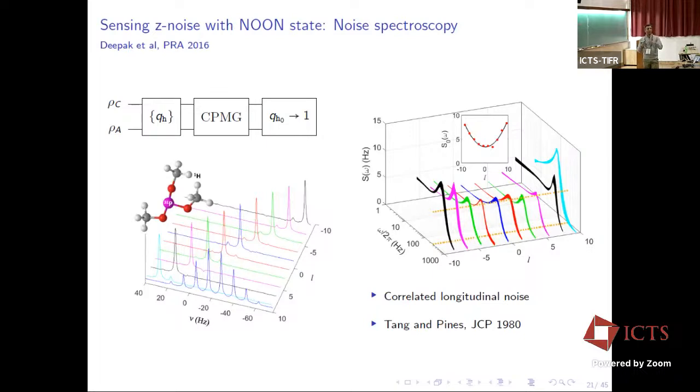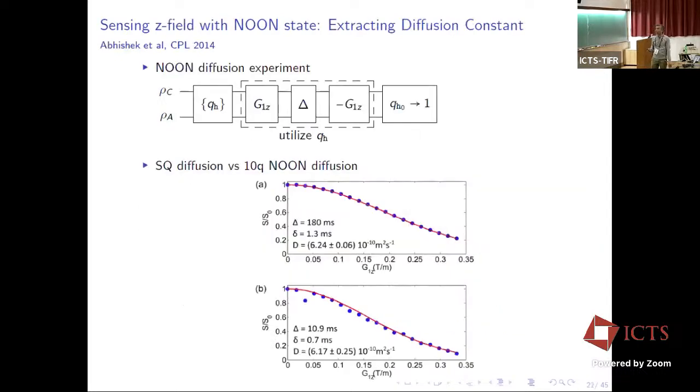So now we go back to the NOON state and do this CPMG experiment. And now we can get the noise spectrum for various coherence orders, and we can understand the properties of the noise. In fact, NMR has a long literature on relaxation. And so we could actually verify the prediction of Tang and Pines from 1980, who predicted that in such systems, with correlated identical spins, we get correlated noise, and that we could verify with this. Okay, so that is the advantage of space resource, and it can be done very efficiently.